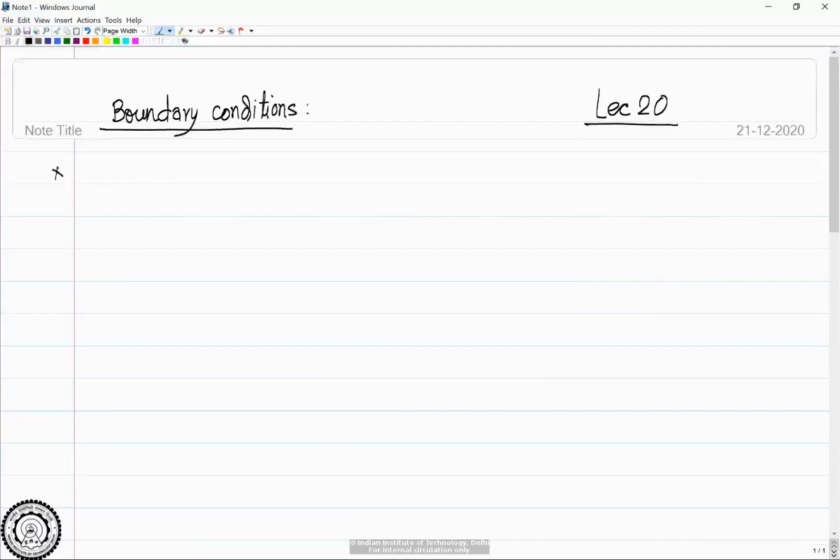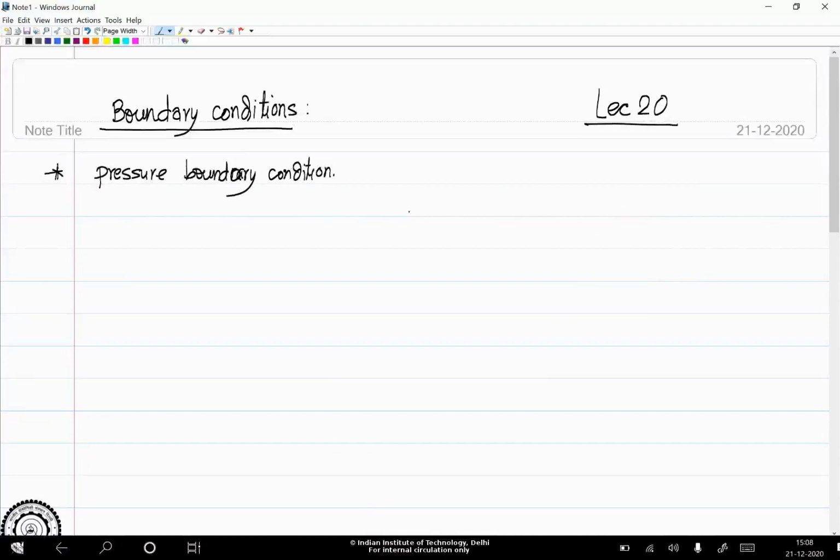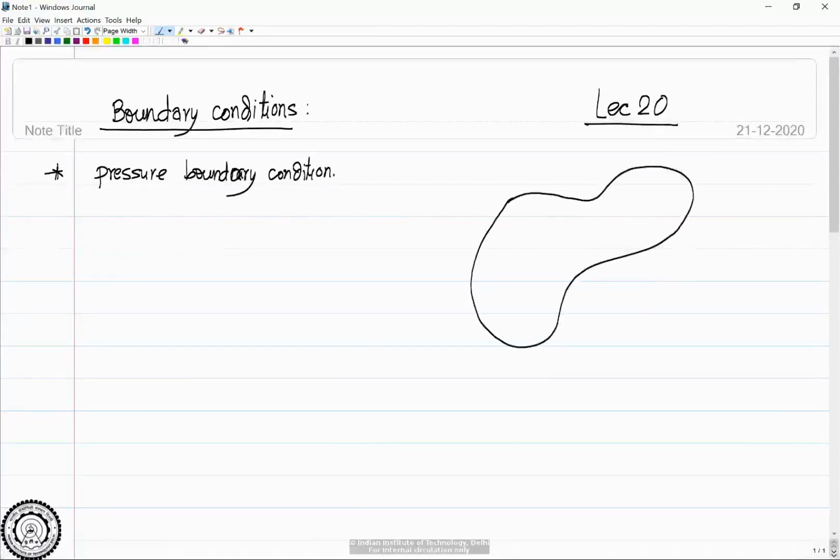Let me also talk about another kind of boundary condition that is called pressure boundary condition. So this is very common boundary condition. But you will see when you start writing it, it's not so easy. So here is your body, and let us say it is subjected to some pressure.